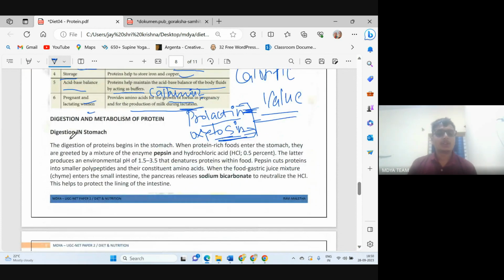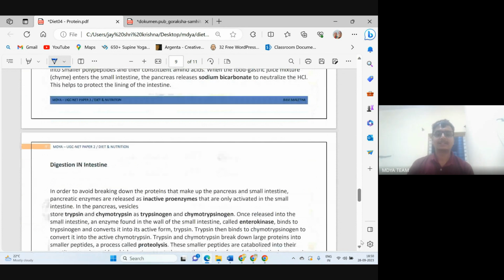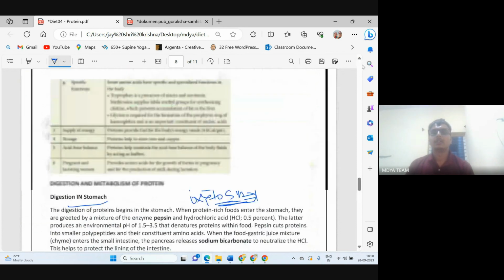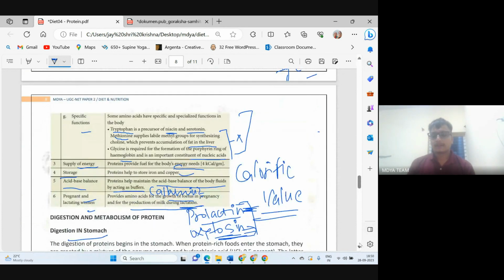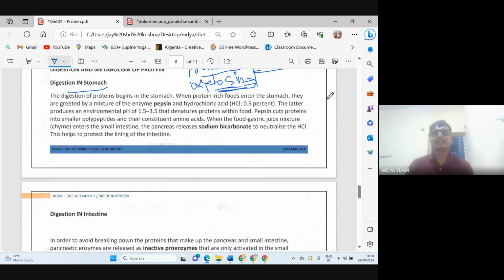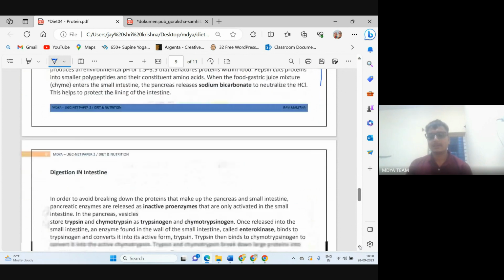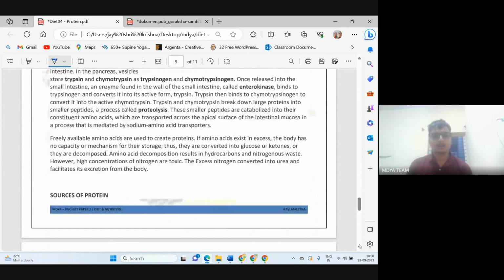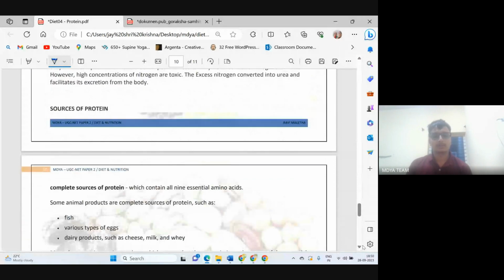Okay, now let's talk about digestion of protein in the stomach. How protein gets digested. Actually this is a lengthy topic, and I don't want to continue this topic in two different classes. So we will cover digestion of protein in the next class. 10 minutes are remaining. We can talk about sources of protein.